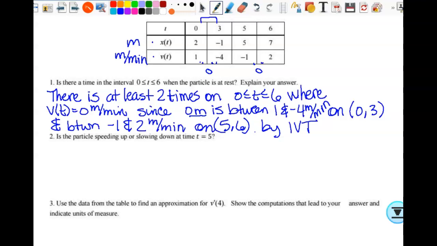All right, is the particle speeding up or slowing down at time t equals 5? If it's speeding up or slowing down, what do I have to look at? I have to look at acceleration and what? Velocity. So v of 5 and a of 5, right? What is v of 5? -1.